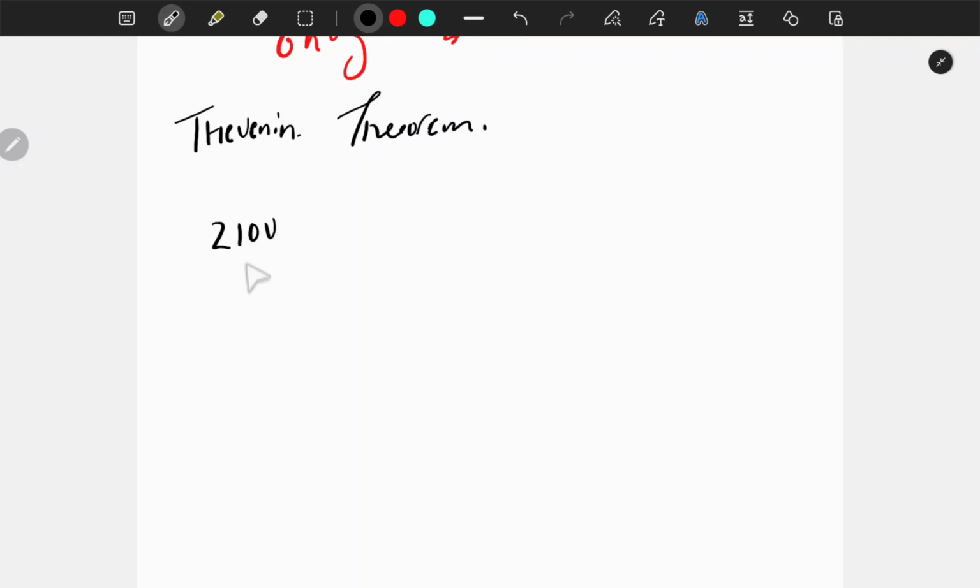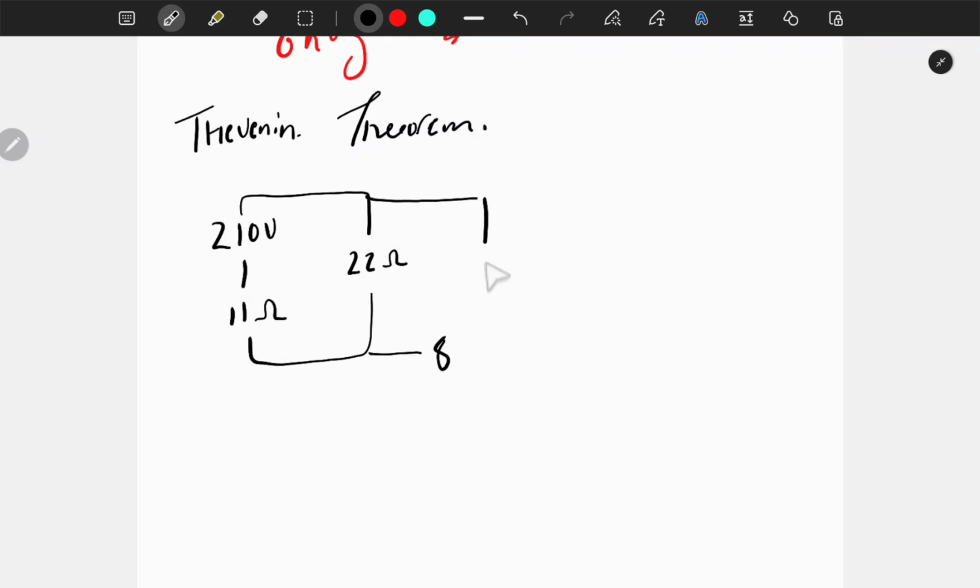120 volts, right, with 11 ohms. Connected in parallel is 22 ohms, and then we have 8, and then we have 16, and then 5, and this will be point A and point B.